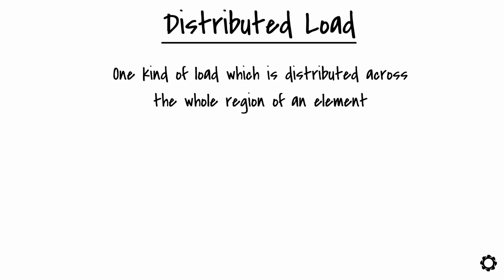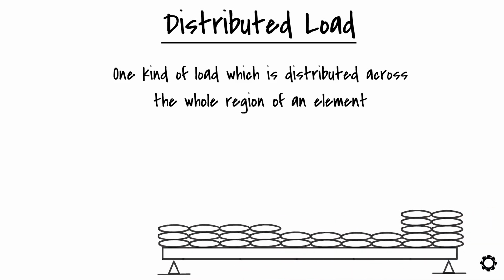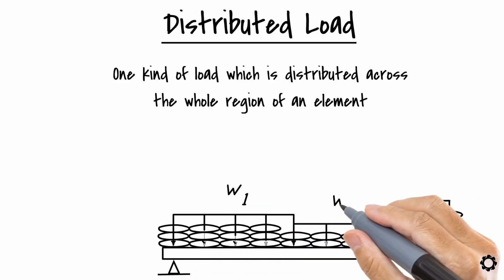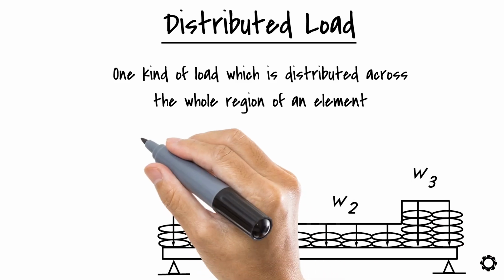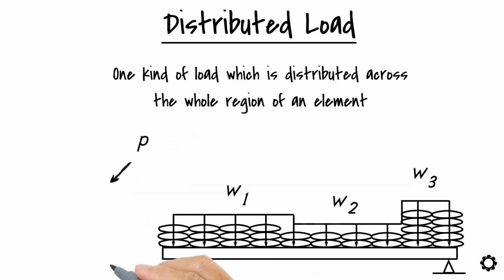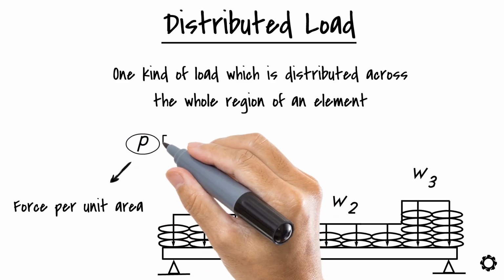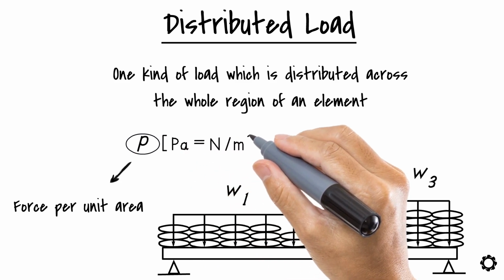Think about the case in which there is a beam and on top of it is a line of sandbags. Here, the weight of the sandbags is distributed over the beam, and the intensity of this weight at each point of the beam surface is defined as the pressure P, which is also called force per unit area. Most of you may already know this, but for those who want to recall this, the unit of pressure P is pascals, and its abbreviation is Pa, which can also be written as Newton per meter square.